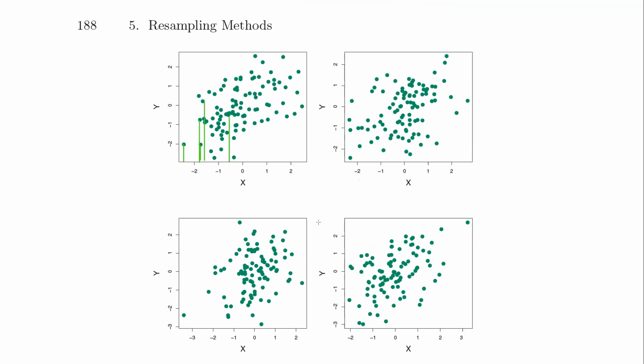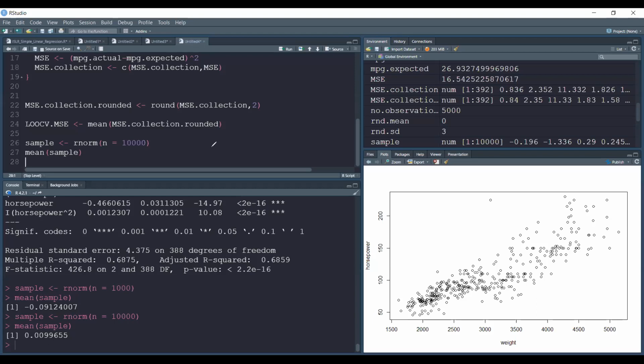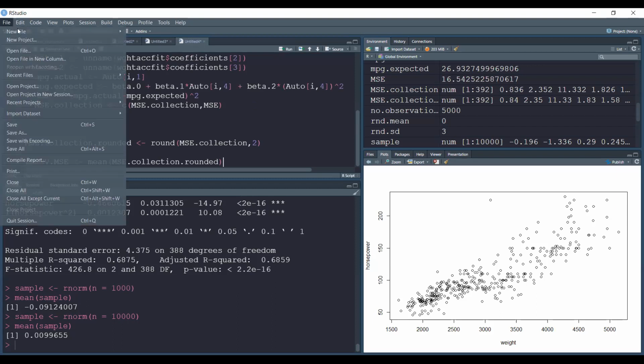So you're just going to look at the x-axis, and you calculate the standard deviation. We do this in R. Maybe we open a new script.